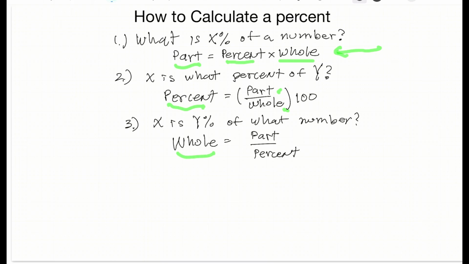The third type of problem we're going to see is X is Y percent of what number. So here we're going to know how much we have of something and then the percent, but we don't know how much we've got of the whole. In other words, what's the total value. So these are three types of problems that we're going to be working, and let's go do some examples.